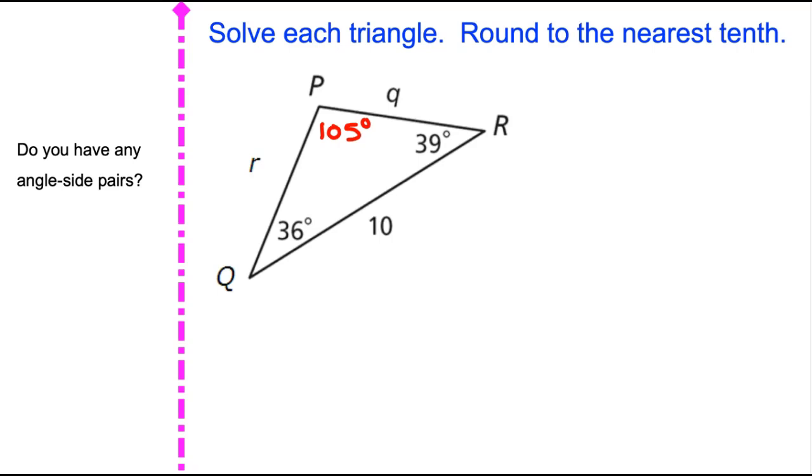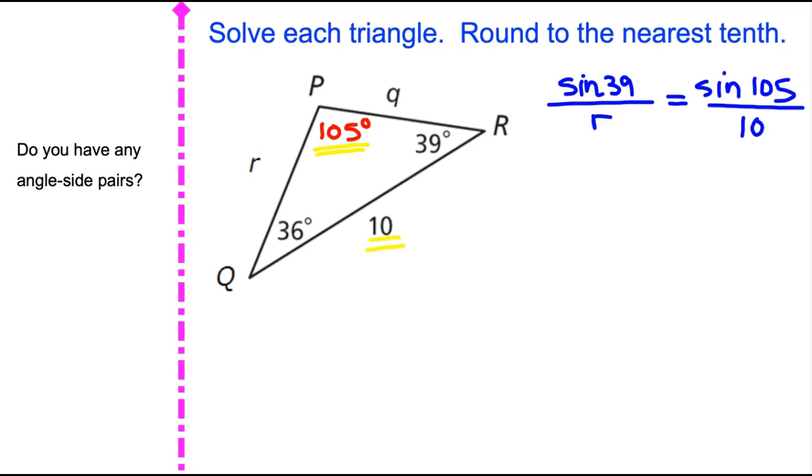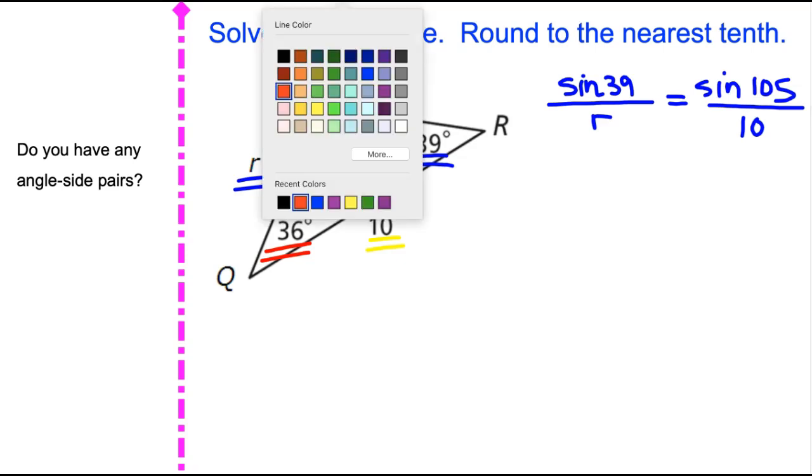So in this case, now I can use the sine of 39 degrees divided by r is equal to the sine of 105 divided by 10. And then you have one missing side. Okay, so the sine of any angle over its opposite side, color coded for you, should be equal to the sine of any of the angles over its particular opposite side.